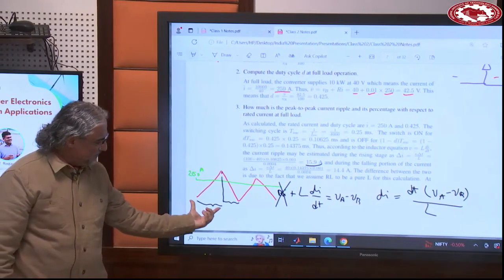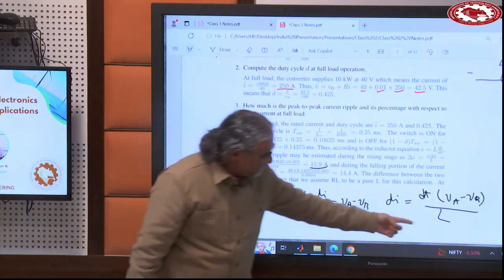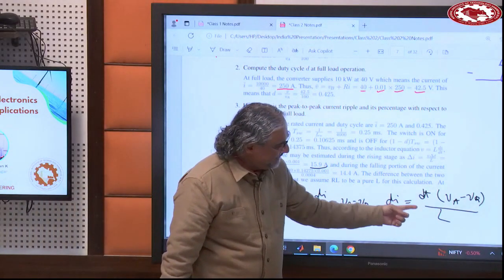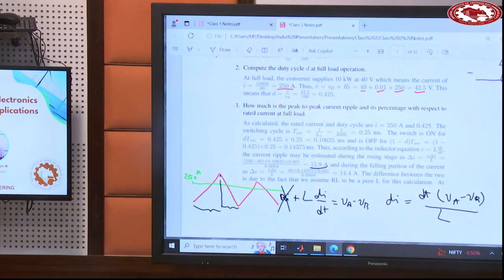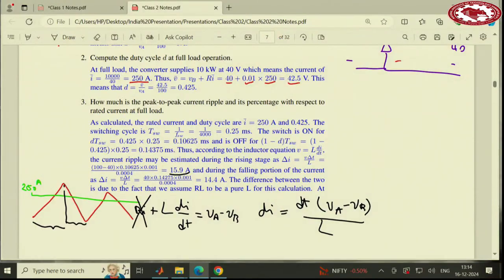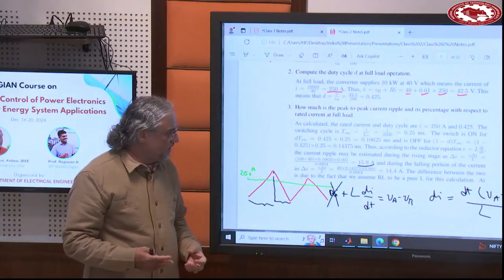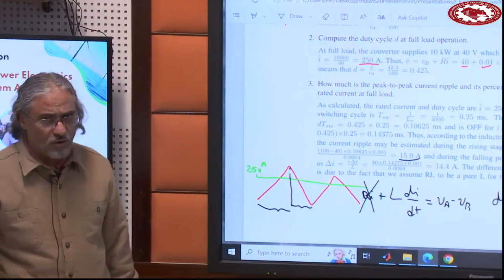Either decrease the time or increase L. So either decrease dt or increase L. But both of them are expensive. That's why in power electronics we always have this trade-off. How much I choose my inductor, how much I choose my switching frequency. Larger switching frequency means more expensive devices, more power losses, switching power losses. Larger inductance again means a more expensive or bigger inductor and more losses in the inductor.